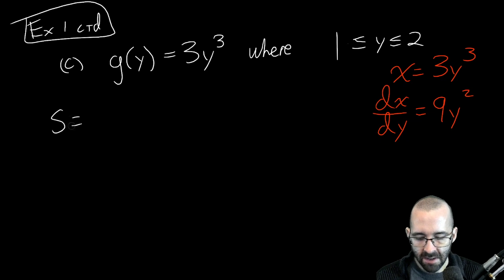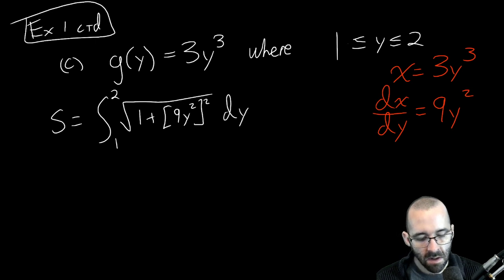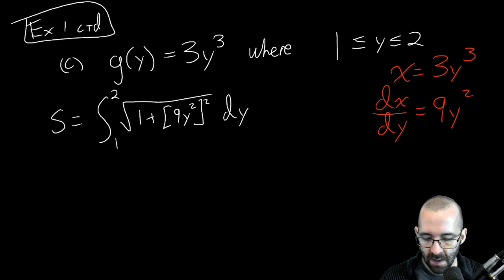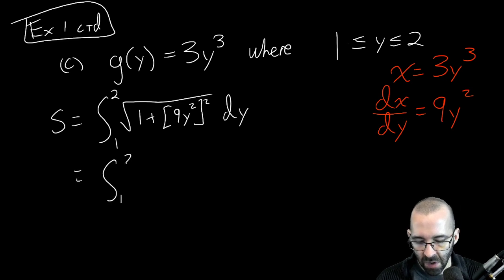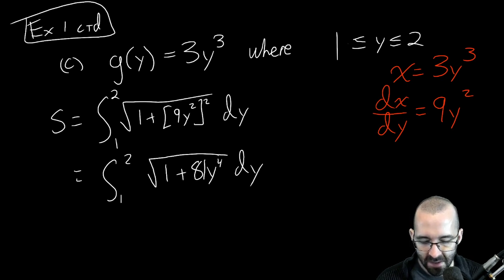So then our arc length is going to be the integral. Y is now going from 1 to 2. Square root of 1 plus the derivative squared dy, like so. So when we simplify this out, we get the integral from 1 to 2 of the square root of 1 plus 81y to the 4th dy. Okay, this is possible to do by hand.